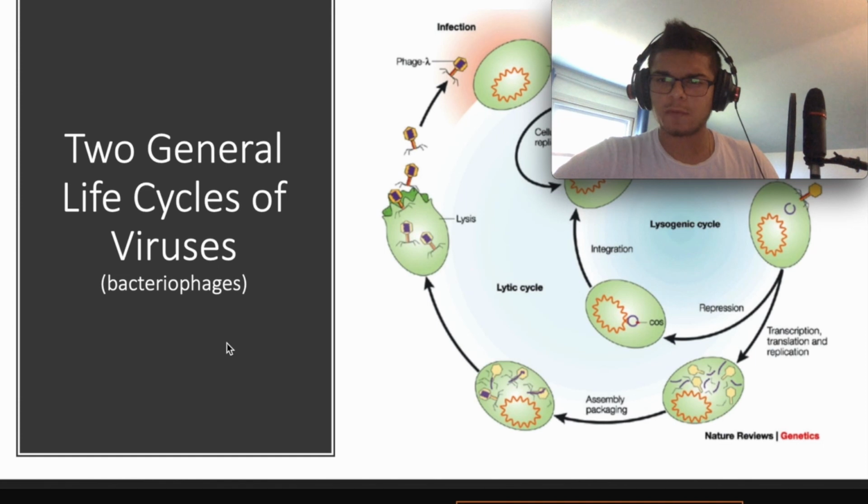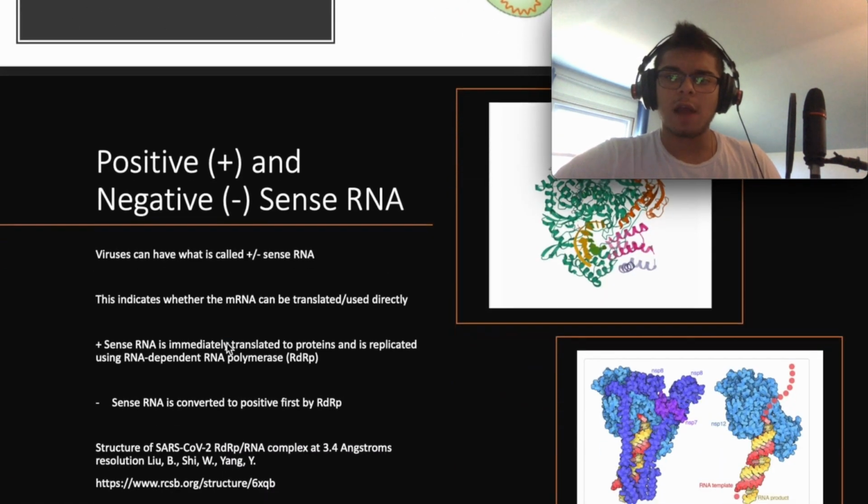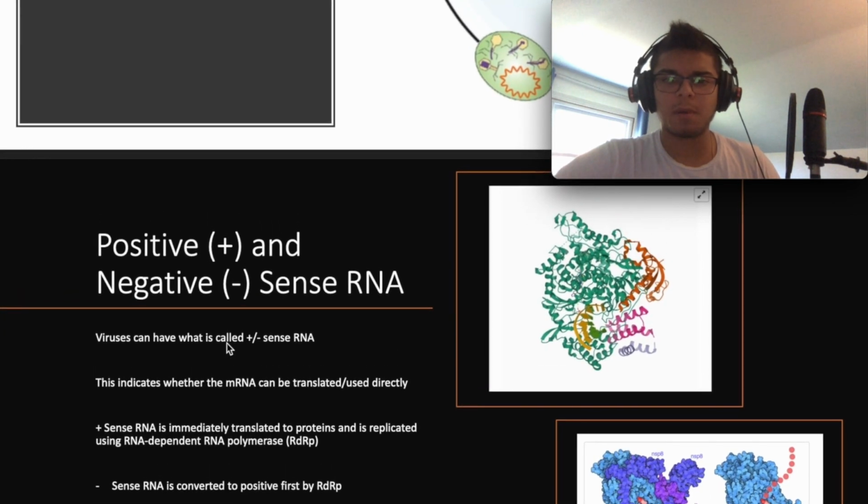So that's a good starting point, a segue into understanding viruses. I first want to go over the terms positive and negative sense RNA. This is really important. They're basically general terms that describe whether this RNA can be directly used by the host or not. And so viruses are either positive or negative sense. Their genomes are positive or negative sense RNA.